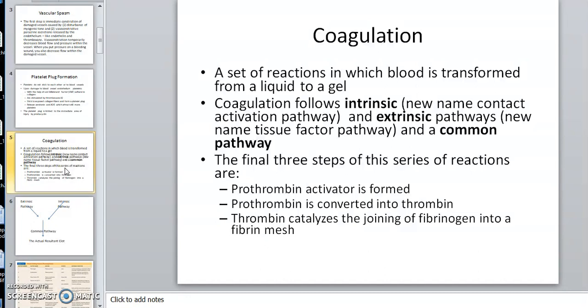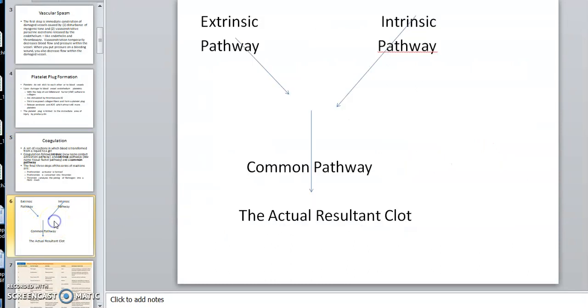Coagulation is basically a set of reactions in which blood is transformed from a liquid to a gel. There are what we call three pathways in this: an intrinsic, an extrinsic, and a common. Let's look at that. Three pathways: an extrinsic, an intrinsic, and a common pathway. The common pathway is the one that gives the actual clot.